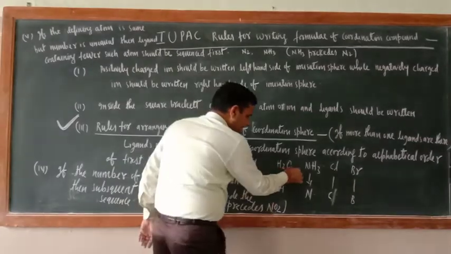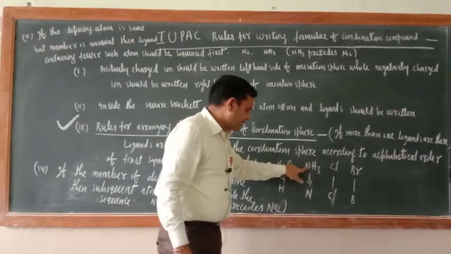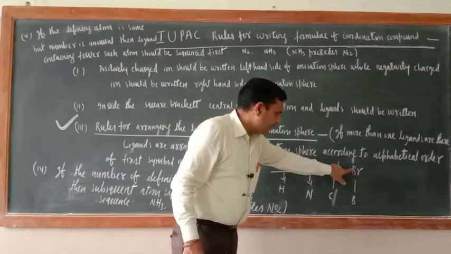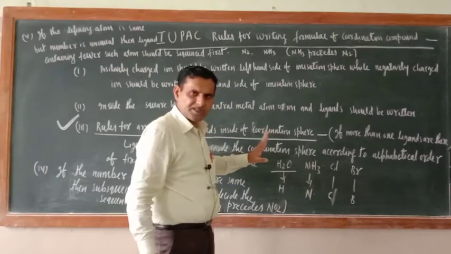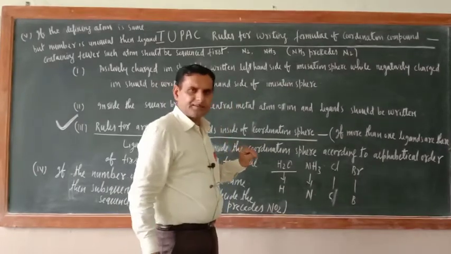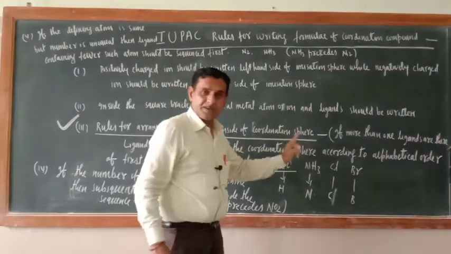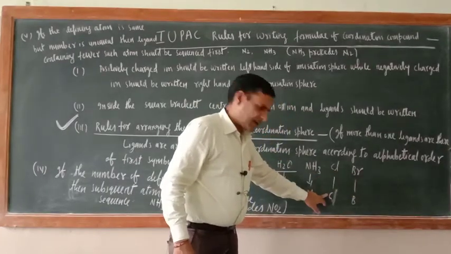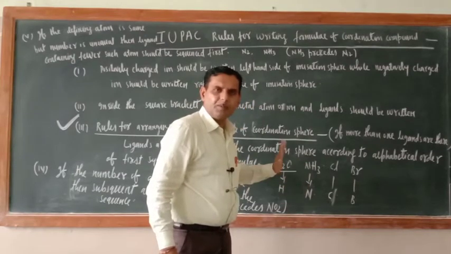Just see, this is H2O. What is the first symbol of its formula? H. NH3, what is the first symbol? N. Cl, what is the first symbol? C. Br, what is the first symbol? B. Now suppose one coordination compound has all these ligands. According to the alphabetical order of the first symbol of the ligand formulas, which should be arranged first after the central metal atom? Br, then Cl, then H2O, then NH3. Are you getting my point or not?